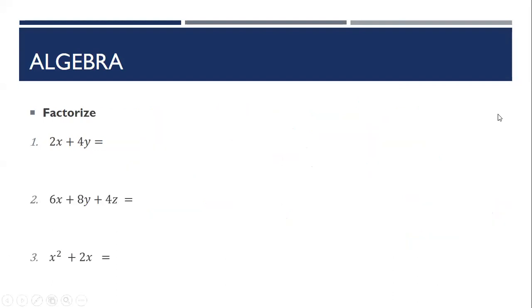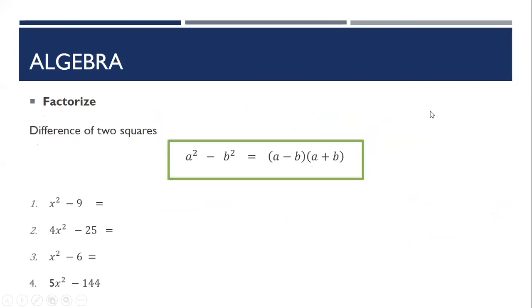Okay, so moving on. The other concept we are talking about is factorize. So you guys know the difference of two squares. If you are given a square minus b square, we can factorize this as a minus b and a plus b. So if you are given x square minus y square, we can factorize it as x minus y, x plus y.